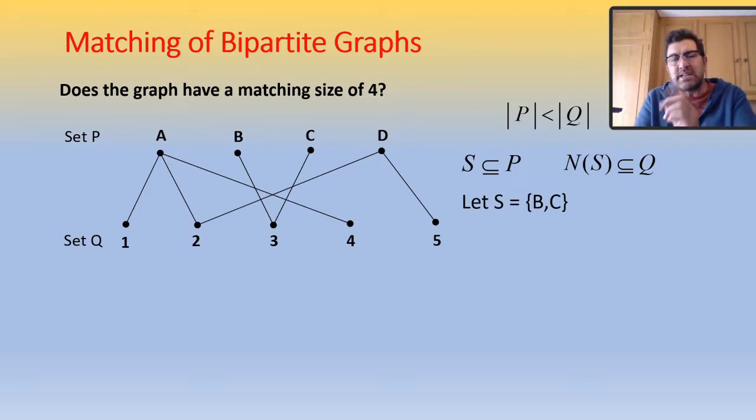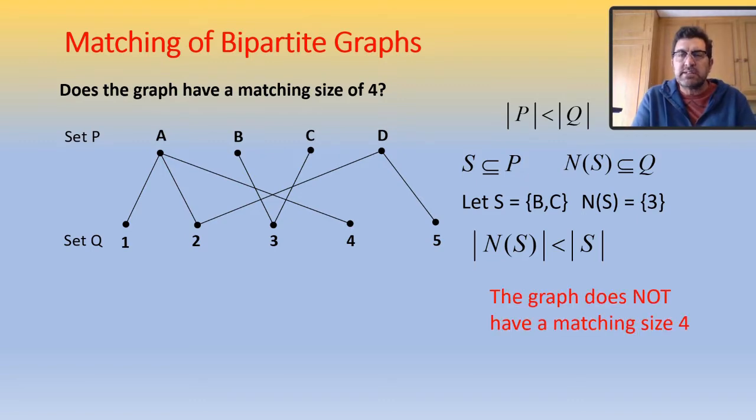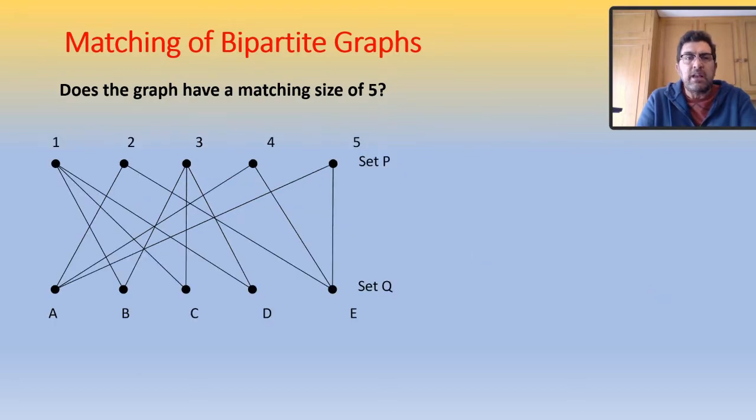So let the subset S that we choose be BC. Then its neighbor will have 1 element, and that's the vertex 3. So that violates Hall's marriage theorem, because the neighborhood contains fewer elements than what S contains. So the graph does not have a matching of size 4, based on the fact that Hall's theorem has been violated. Let's look at another set.